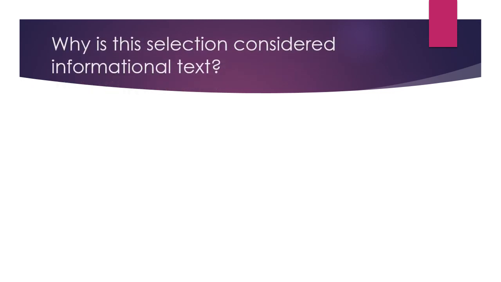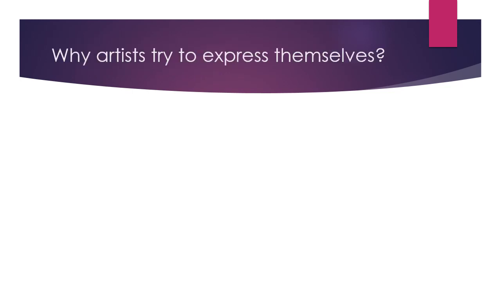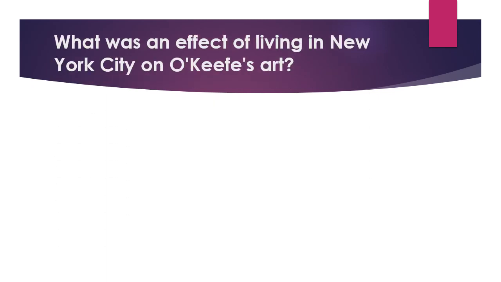Why is the selection considered informational text? Because it gives facts about people's lives and it includes photographs too. Why do artists try to express themselves? To show their feelings to others. What was an effect of living in New York City on O'Keeffe's art? Her artwork would include tall buildings, of course, because they are in New York.